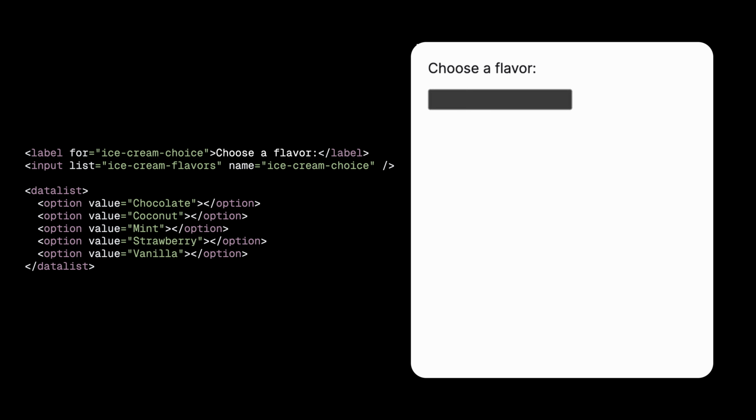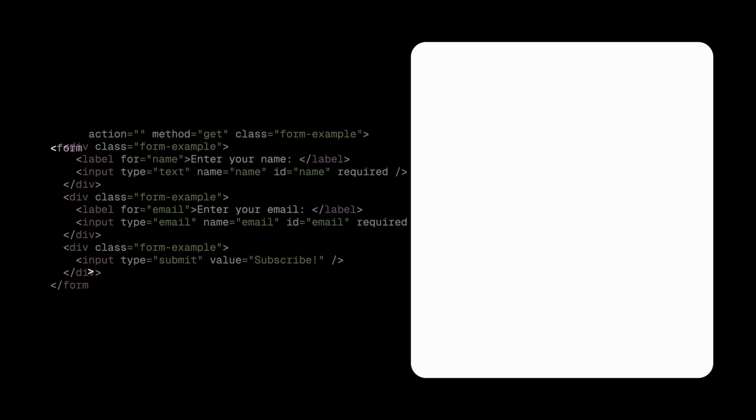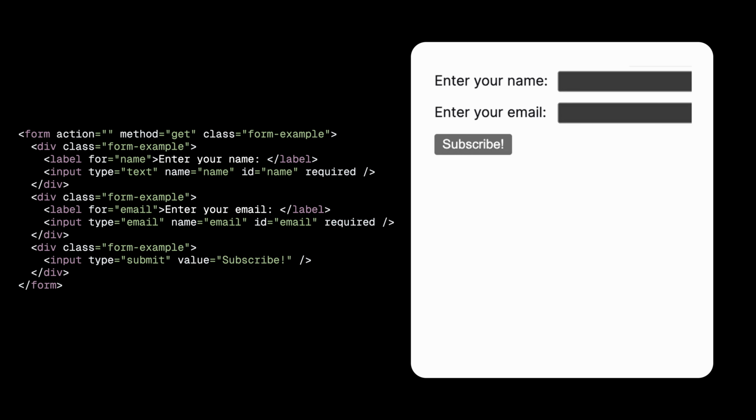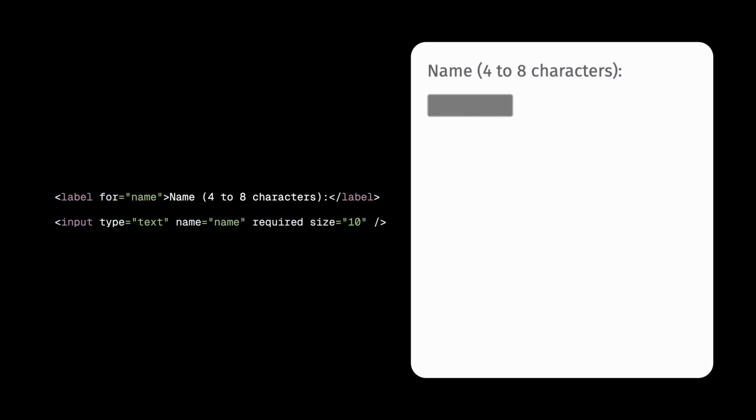Data list contains a set of option elements that represent the permissible or recommended options available to choose from within other controls. Field set is used to group several controls as well as the labels within a web form. Form represents a document section containing interactive controls for submitting information. Input is used to create interactive controls for web-based forms to accept data from the user. A wide variety of types of input data and control widgets are available depending on the device and user agent.